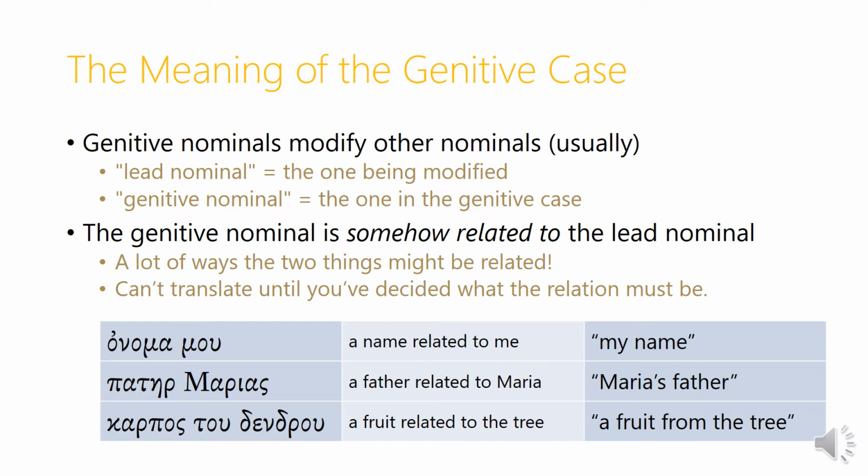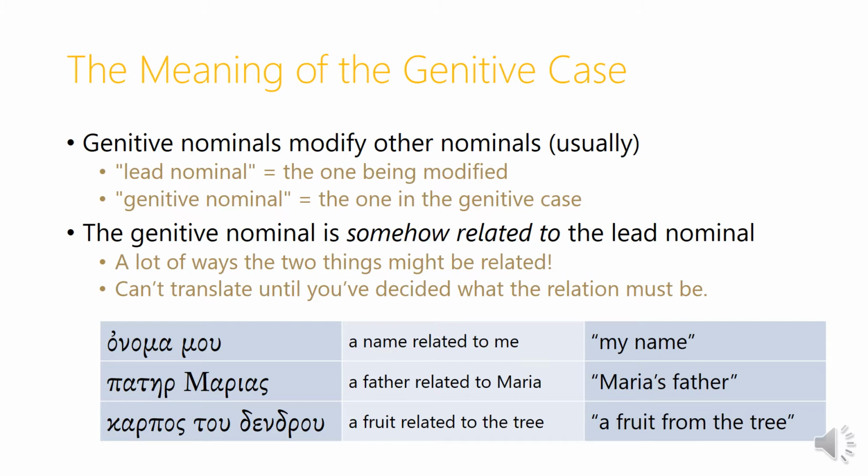So onoma mou is a name that's somehow related to me. We might translate it my name and think of it as the name that I possess. Pater Marias is a father that's somehow related to Maria. We might translate that Maria's father, but notice it's not the father that Maria owns, possesses, it's the father who is the parent of Maria, a father that's genetically related to Maria.